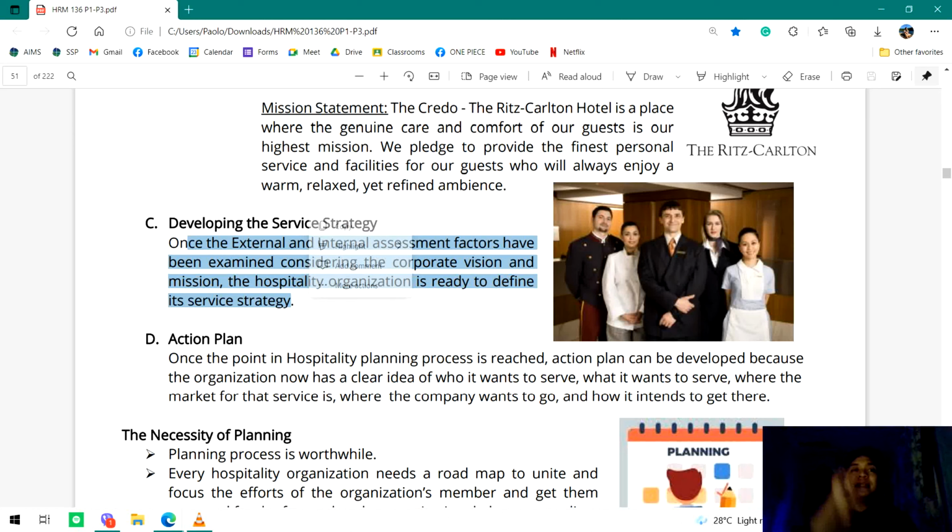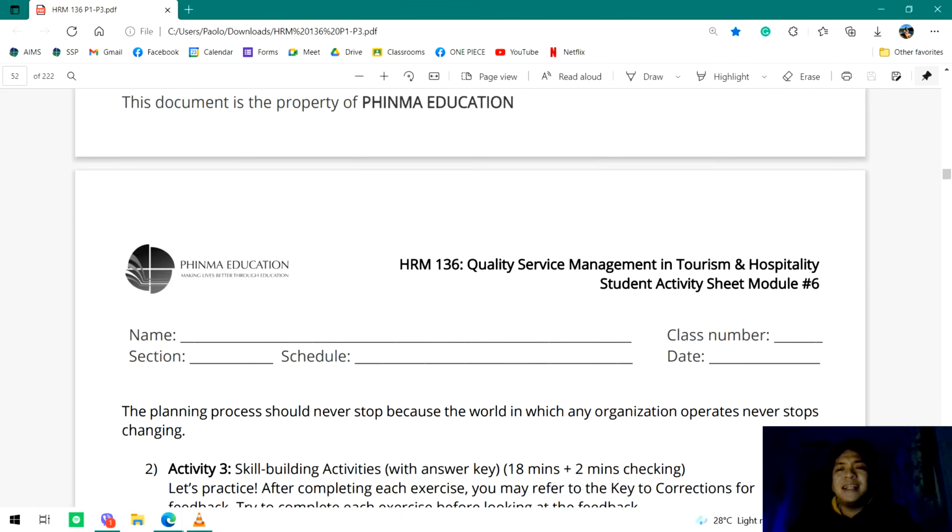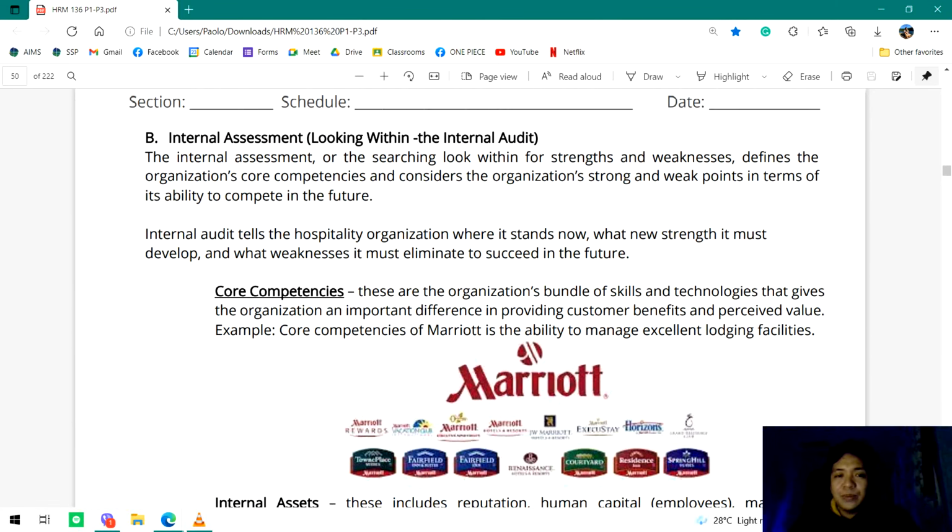Dahil nga kayo ay naglista na ng inyong mga external at internal factors, ano yung mga opportunities and threats sa labas, ano yung inyong mga strengths and weakness, and combining those factors with your vision and mission statement, kaya mo na ngayon mag-produce or mag-develop ng isang magandang service strategy. And after developing the service strategy, pupunta kayo ngayon sa action plan or sa mismong execution na ng inyong service strategy na nagawa. And that is basically it actually for this module.